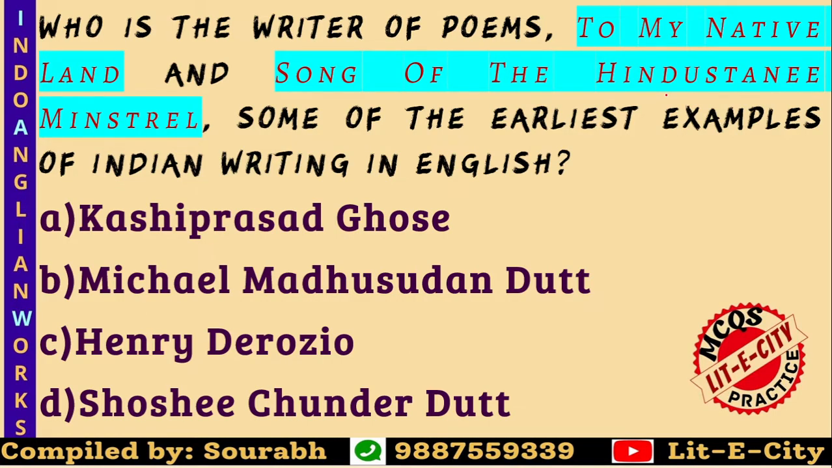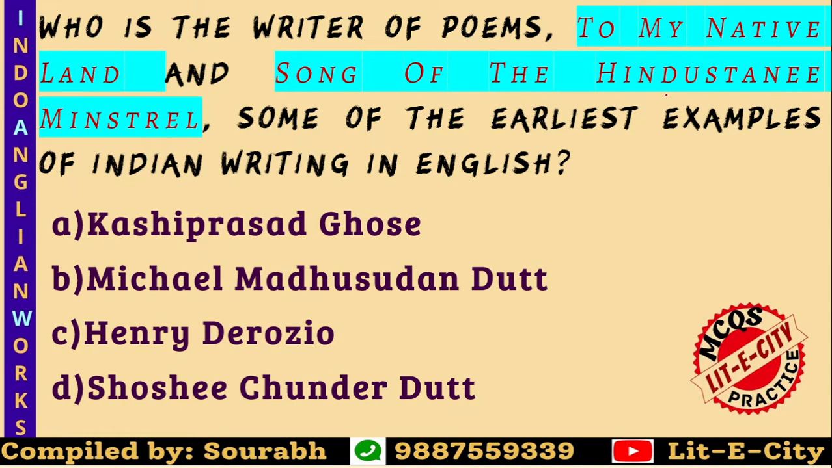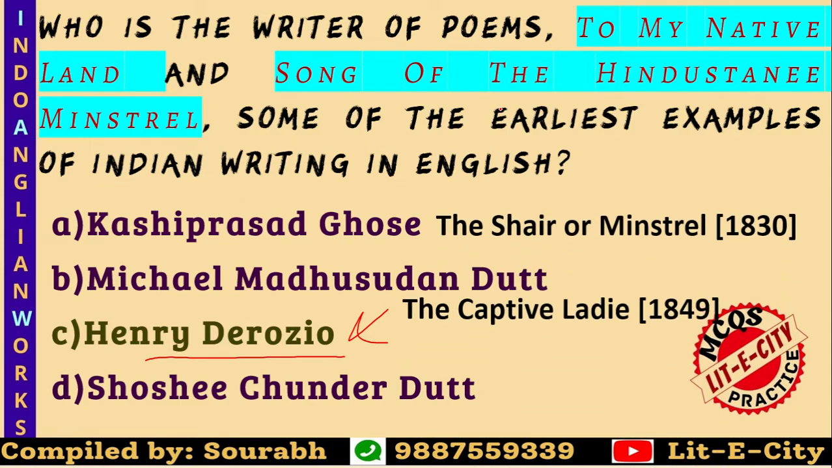All these belong to the region of Bengal. Some of them were Western educated, and some of them, because of their particular family connections, started writing in English. These particular poems, To My Native Land and Song of the Hindustani Minstrel, are penned by Henry Derozio, who was in complete awe of the English language, so much so that he basically converted to Christianity.